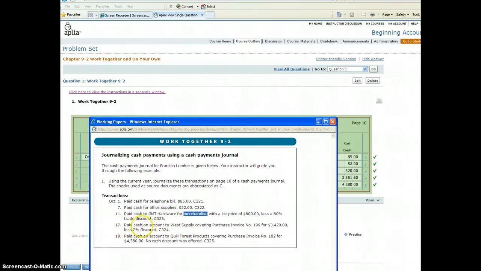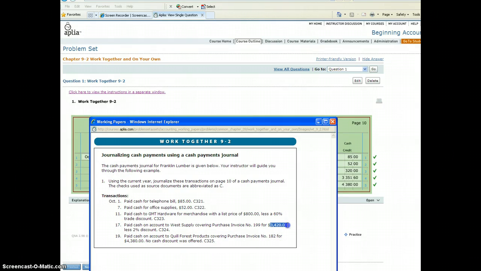Now, the other type of transaction that you're going to see is a discount for paying it early, a 2% discount. So we paid cash on account to West Supply, and we have our purchase invoice, $199. That's when we originally purchased it, okay? Originally, we purchased some merchandise, and we would have put it in our purchases journal, and now we're paying that bill off. So on our books, originally we debited purchases and credited accounts payable. Now we're coming along and paying that.